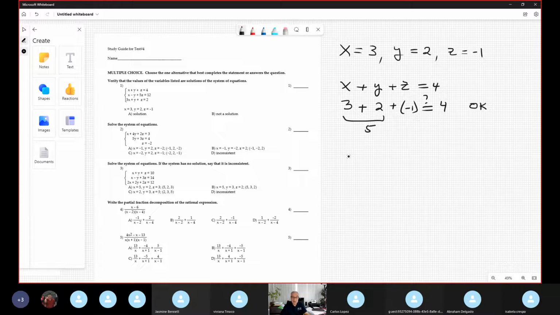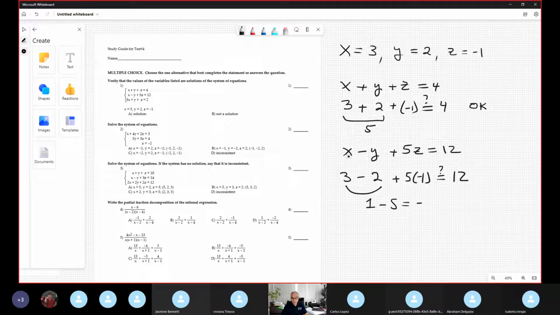Let's move on to the second equation. See, if at least one equation is false, there's no solution. So to be a solution, it must be true in all 3 equations. The second equation is x minus y plus 5z equal 12. X is 3 minus y is 2 plus 5 times -1 should be 12. This is 1, and together with -5 is -4, and -4 is not equal to positive 12. This is completely false. The answer is that this is not a solution of this system. It may be a solution of another system, but I don't care because the problem is only to verify this. Clear? Yes. Okay, super.